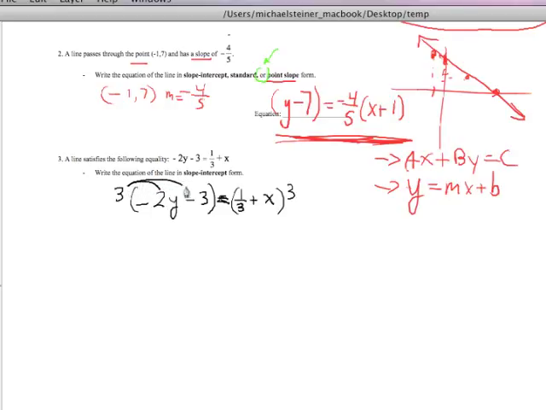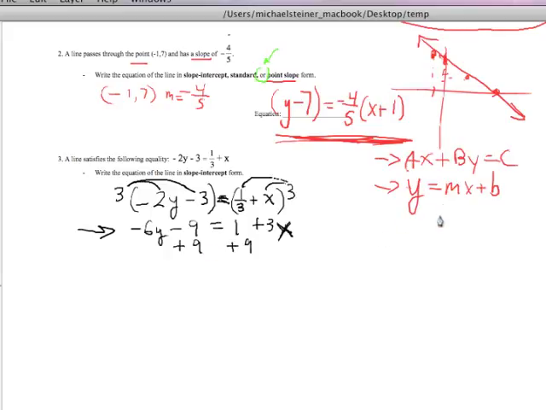Believing in distributing. Okay, ready? 3 times -2y is -6y. 3 times -3 is -9. That's equal to 3 times 1/3 is 1 plus 3x. This is going to be real easy to solve, right? I'm sorry, I put 3y. That should be 3x. Add 9 to both sides.